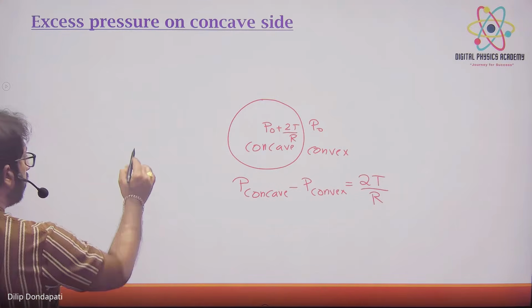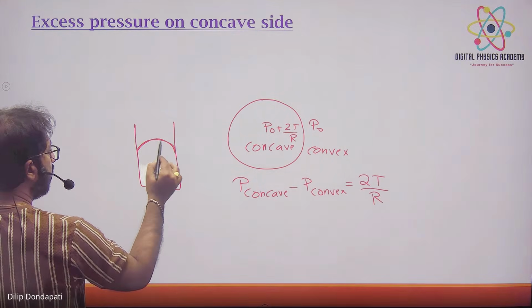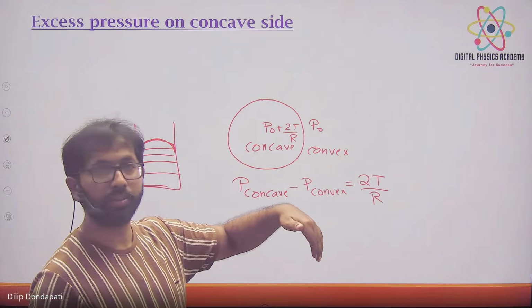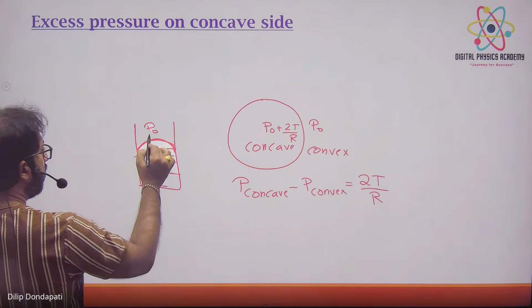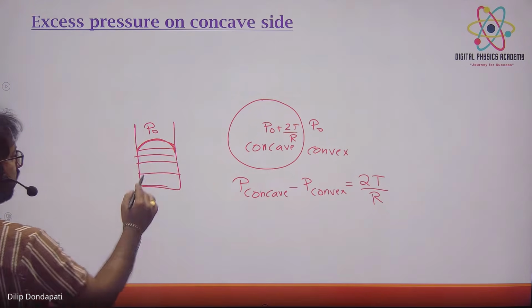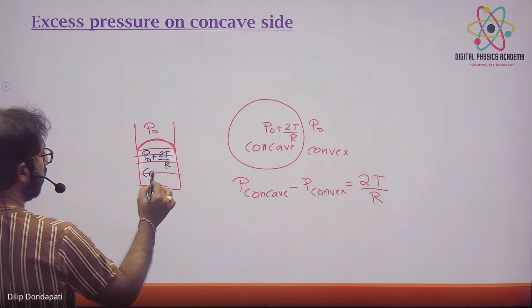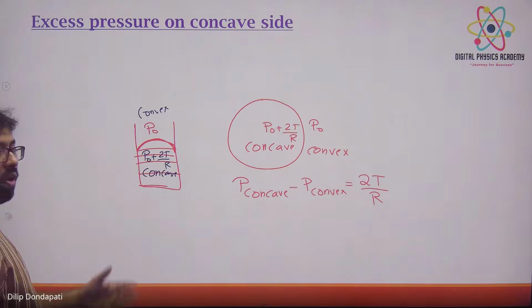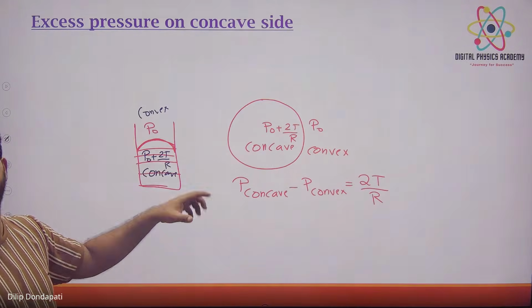Now tell me, suppose you have mercury. Mercury का convex meniscus रहेगा, ऐसा याद है आपको? In mercury, it will have a shape like this, convex meniscus रहेगा. Okay, the outside is P naught. Tell me inside कितना होगा? Concave side is how much? Inside P naught plus 2T by R. Always this is the concave side, this is the convex side. याद रखने का, concave side is always greater. Excess pressure कितना है? Outside से plus 2T by R pressure है.